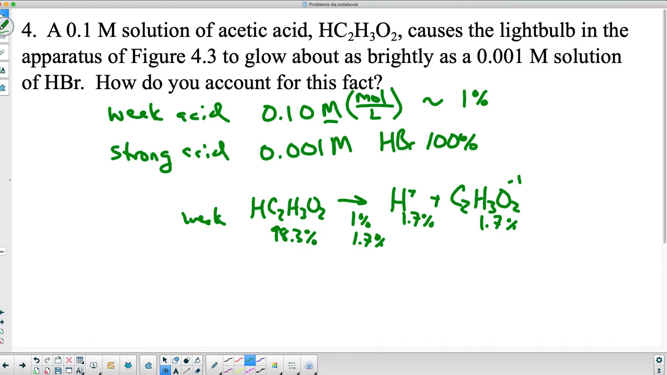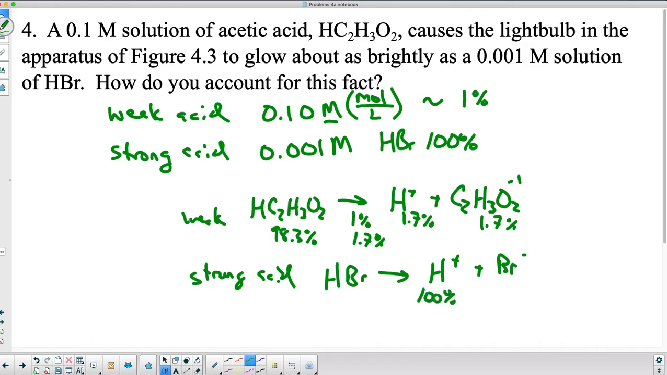Whereas if I have a strong acid of HBr, I get H+ and Br minus like this. That means 100% of the solution is H+ and Br minus, and there is nothing left over here. The HBr is not represented at all, like it's completely broken up. So that's the difference between a weak acid and a strong acid. Now, why did I tell you all of that?